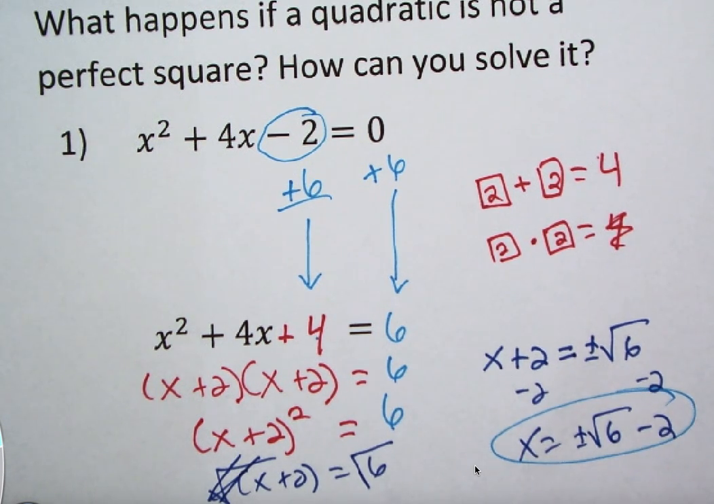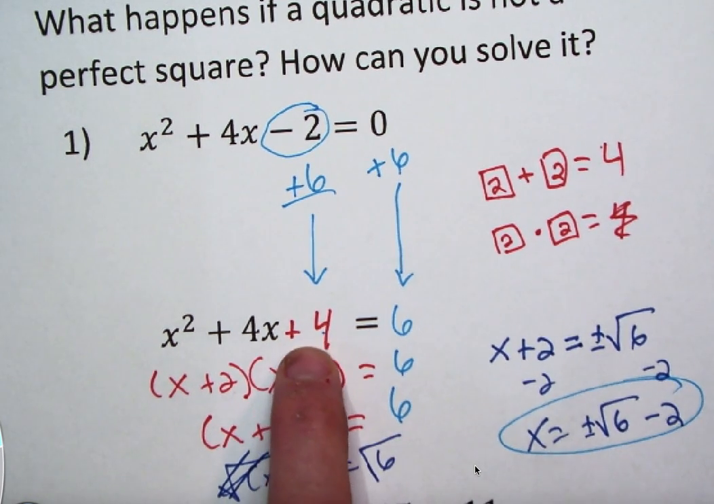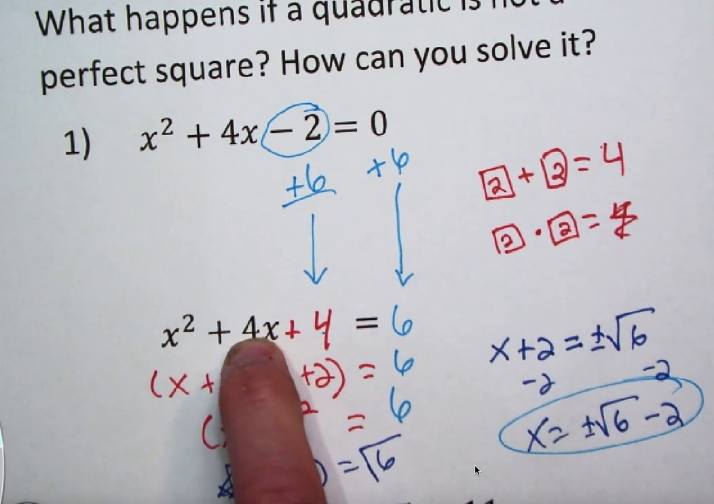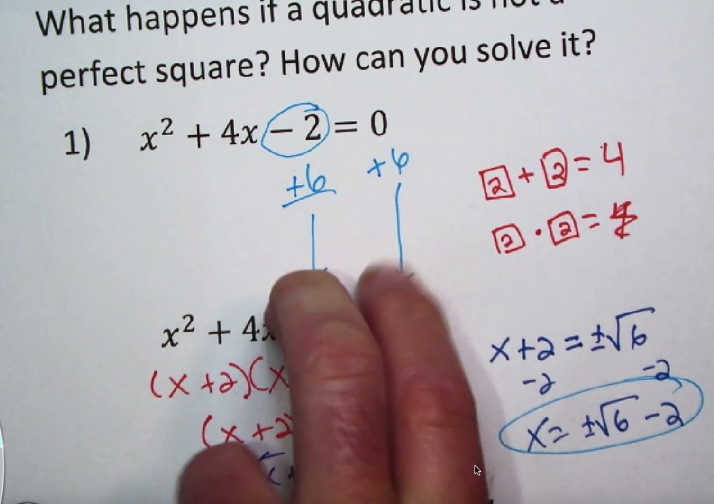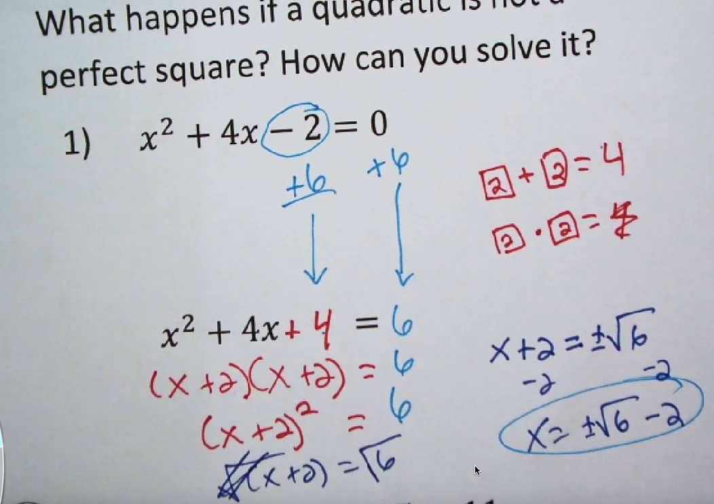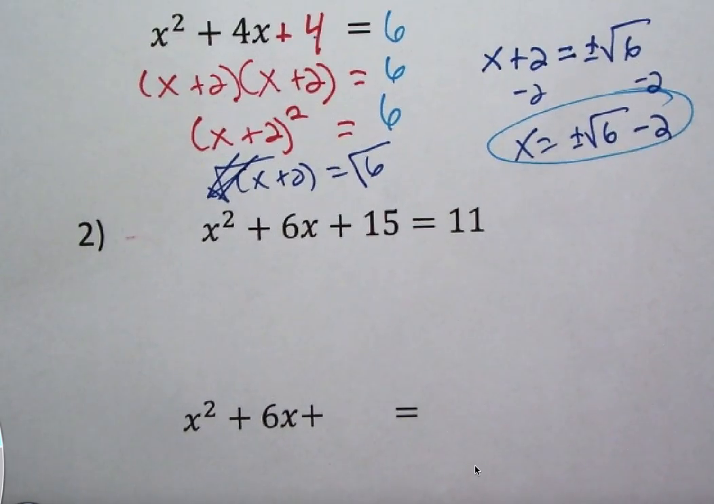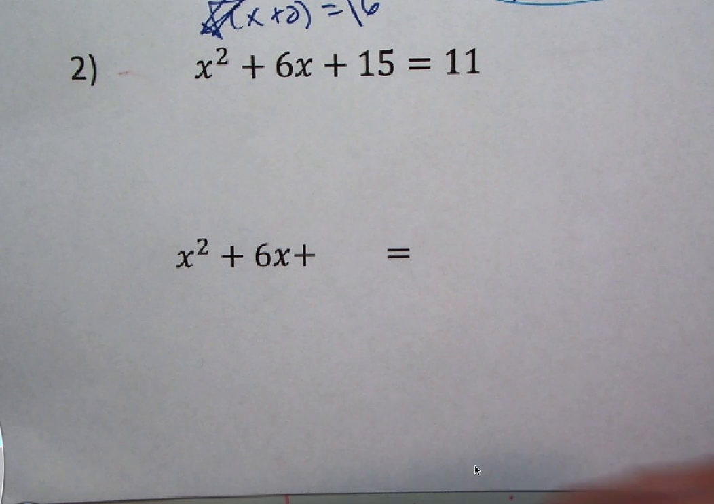So it's kind of factoring, but really not. It's really just finding the correct number here based off the b value, and then doing something to both sides. So we'll take a look at another one. All right. We have x squared plus 6x plus 15 equals 11. Okay. We're going to try to complete the square.